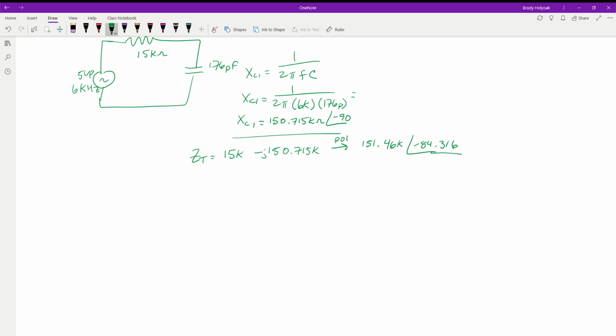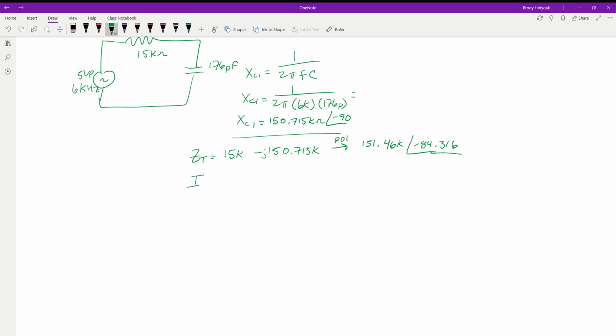So as we go through here, this is what we end up with for our total impedance. It's 151,000 ohms versus earlier where we had 15 mega ohms. And again, the angle is still very high, close to 90 degrees, because this capacitive reactance value is so much larger than our resistance. It's still going to drop the majority of it. So we end up with this value, 151.46 K at an angle of negative 84.316.